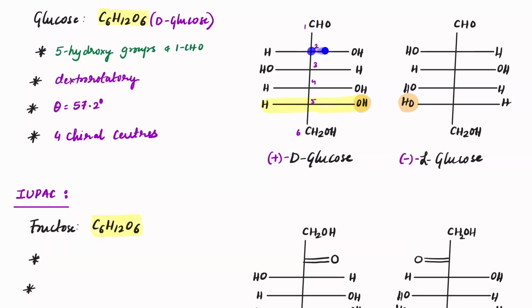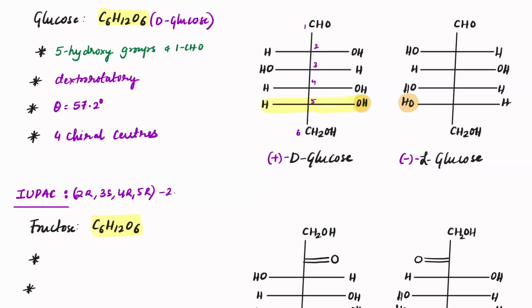On the second position, when you apply the CIP rules, you will notice that this carbon is R rotatory. This one is S rotatory. This one is again R rotatory, R rotatory. So we will have 2R, 3S, 4R, 5R, like this.